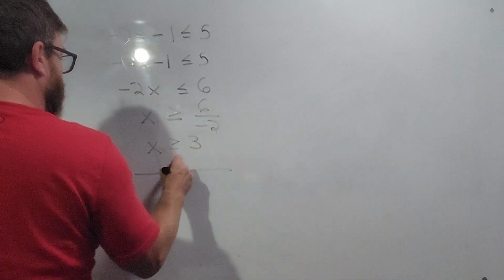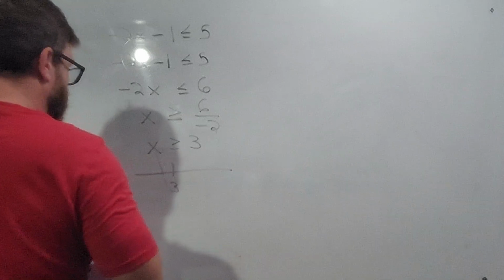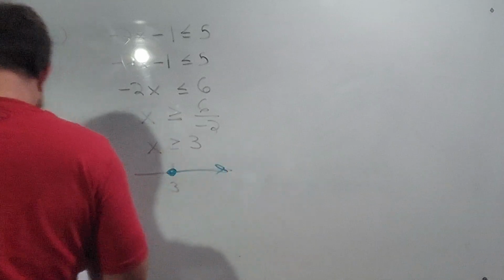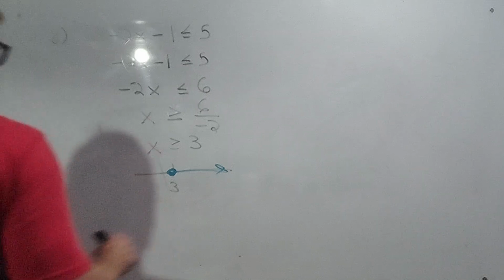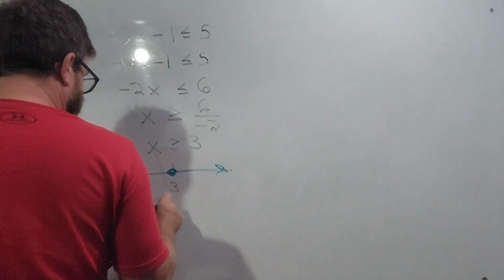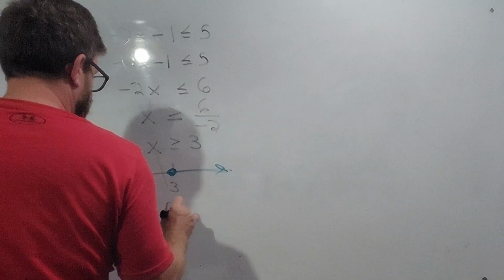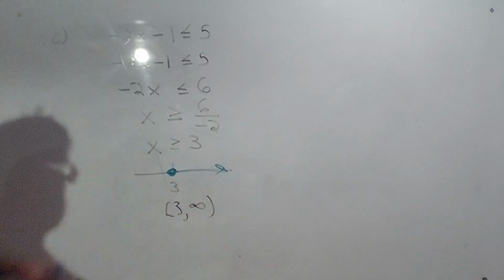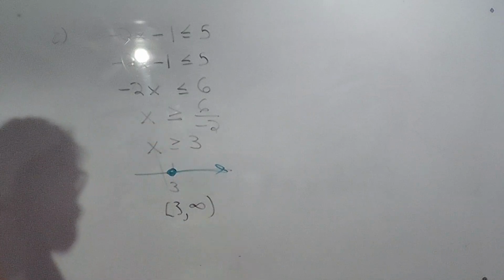So if I draw that number line, this is 3, and then to be bigger than it or equal, this way. So in interval notation, 3 to infinity. And set notation is nothing more than x such that x is greater than or equal to 3.